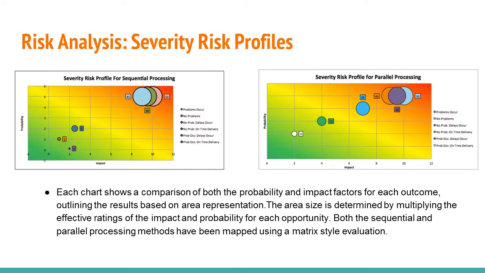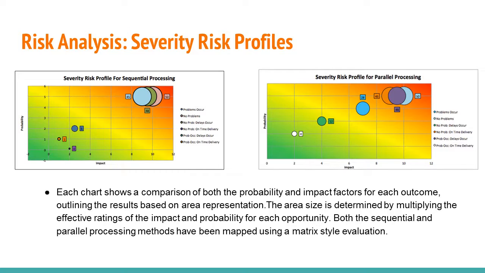To help Darwin get a clearer picture of the impacts from each possible outcome of the decisions he makes, we came up with a severity risk profile for each of the alternatives, and we measure the area size of each outcome by multiplying the effective ratings of the impact and probability for each opportunity.